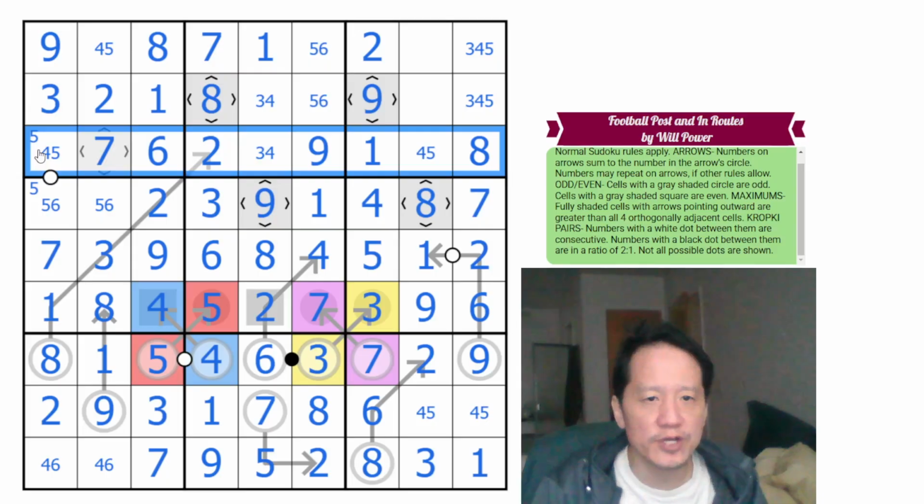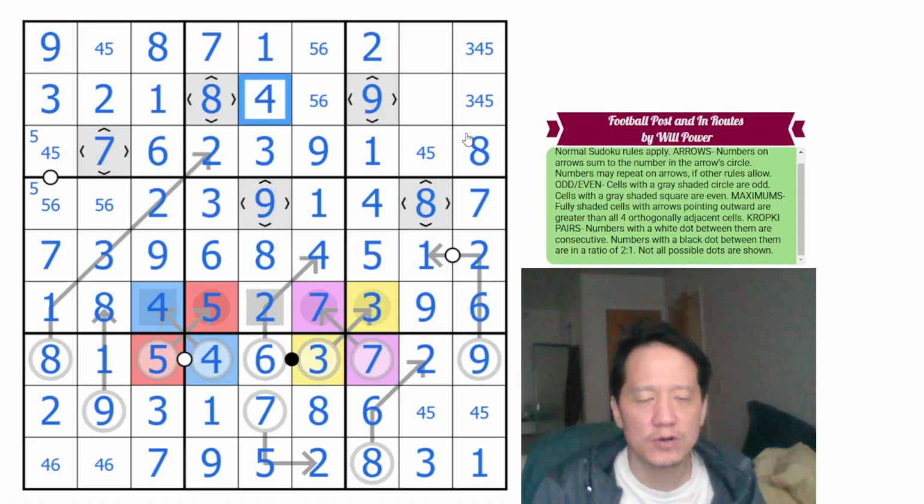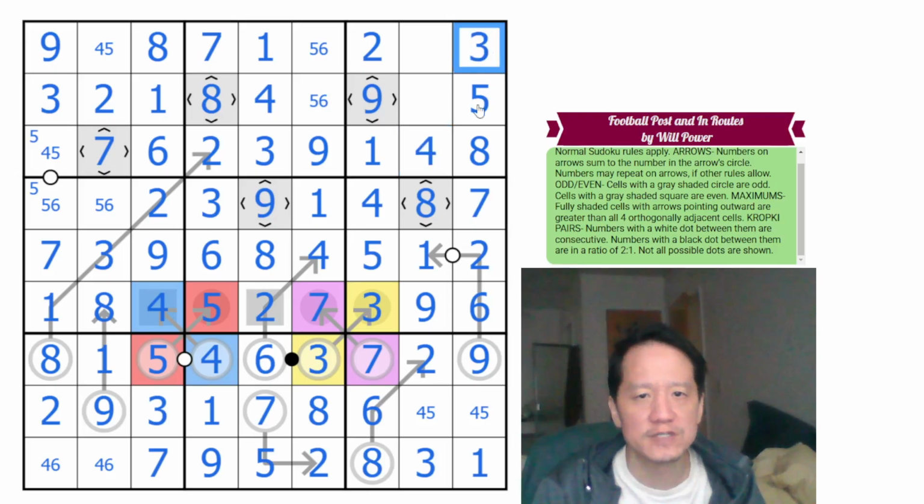Where is the 3 in row 3? It has to be here. So this is 3, which makes that a 4. This can't be 3 or 4, so this must be 5 here, which makes this a 4, which makes that a 3. And that's 3 in the corner.